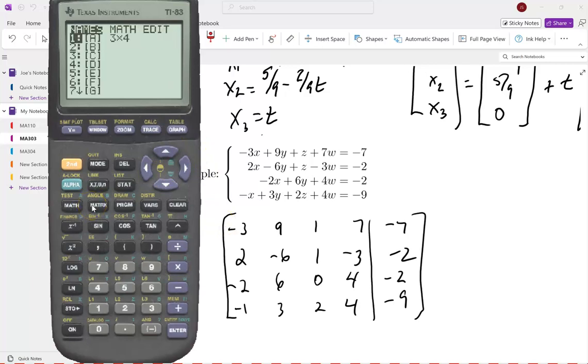All right. Again, doesn't matter where we type it in. I'll just overwrite A again. But I do need to change the dimensions this time, right? It's a 4x5. -3, 9, 1, 7, -7, 2, -6, 1, -3, -2, -2, 6, 0, 4, -2, -1, 3, 2, 4, -9.